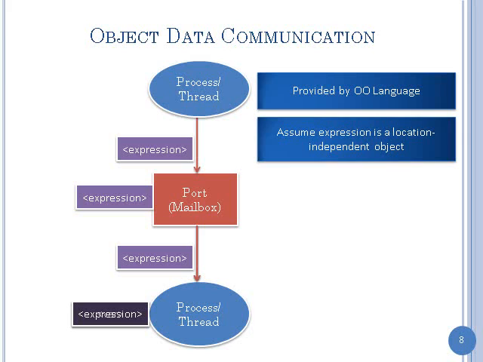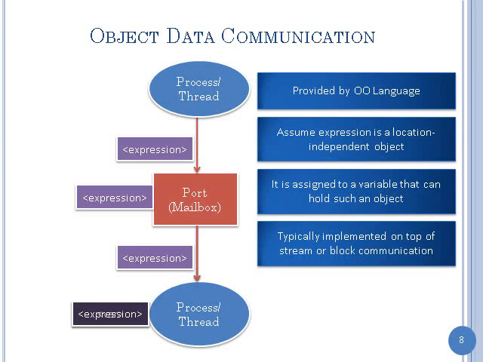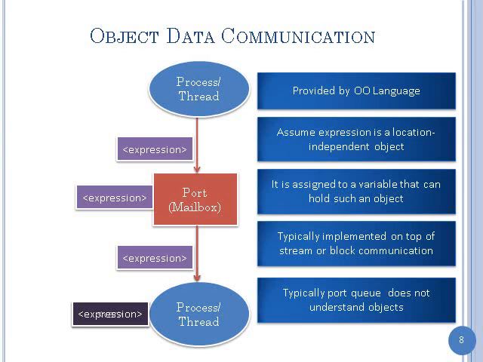So, object-data communication. Assume an expression is a location-independent object, which really means it's serializable. So it's a variable that can hold such an object. We assign object values to object variables, and that's pretty much what you do when you read something from an object stream. Typically the port queue is in terms of bytes and not objects, and you have to build some abstraction on top of it.